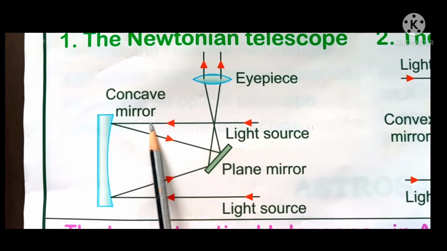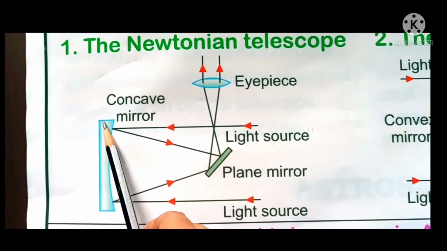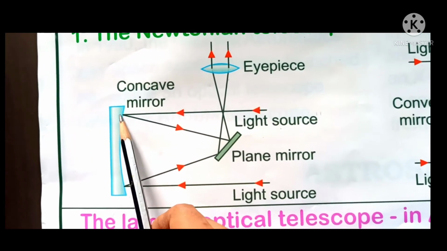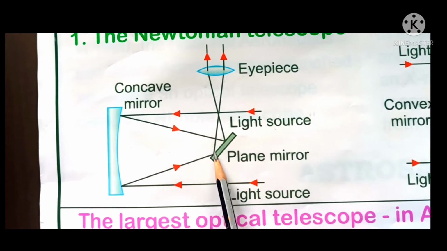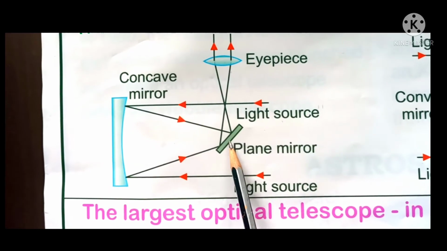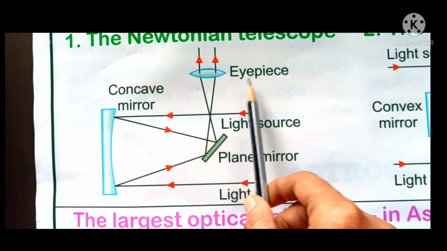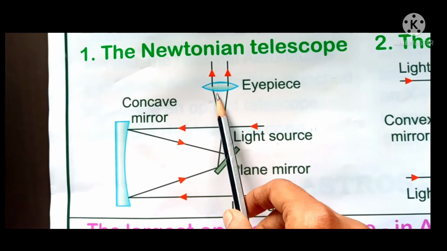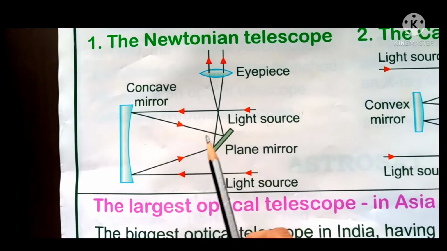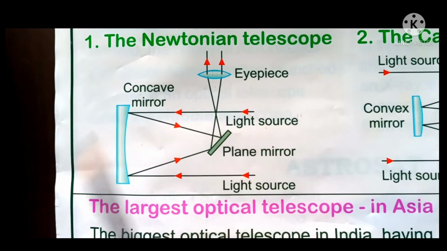They are coming from the source of light or heavenly object from the space, and they fall on the concave mirror. From here, due to the property of the concave mirror, these reflected rays get converged and fall on the plane mirror. From the plane mirror, these rays get reflected and pass through the lens, known as the eyepiece, which is close to our eyes, and from there we can observe the image of the object. So in this way, this telescope works with the help of a concave mirror, a plane mirror and the lens also.